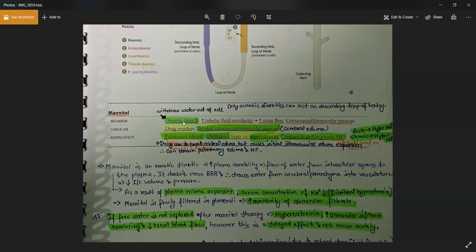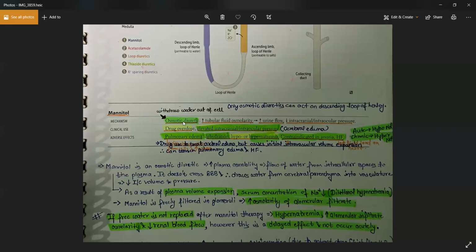How can it be a diuretic and increase the intravascular volume at the same time? It is contraindicated in heart failure because it increases the intravascular volume. Since it's a diuretic, the intravascular volume should be decreased, right? But it remains in the intravascular space. It cannot cross the blood vessels, so it will remain in the blood vessels.